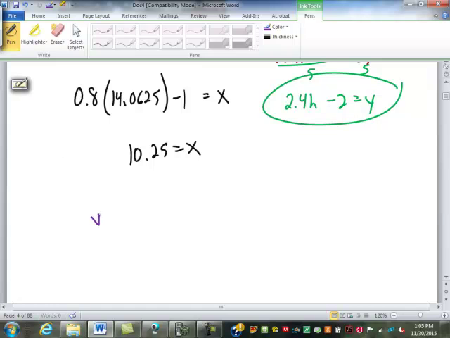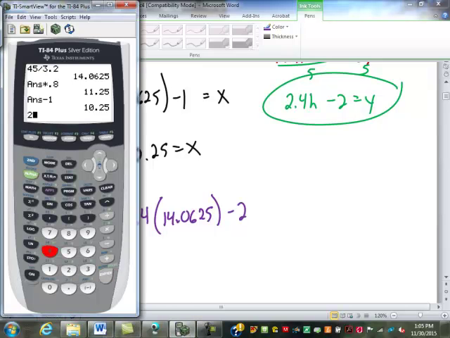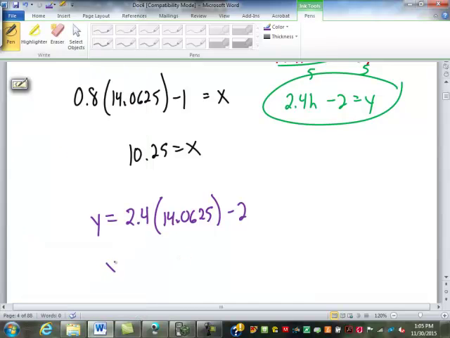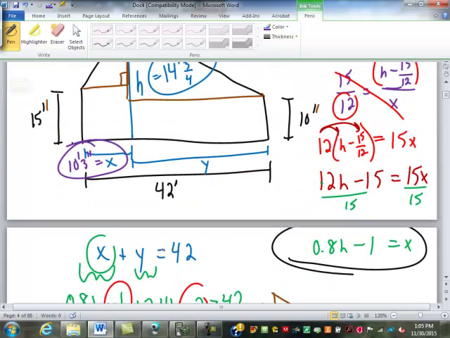Y is 2.4 times h. So 2.4 times 14.0625 minus 2. 31.75. Or 31 feet 9 inches. And of course that better add up to 42 feet, and it does.